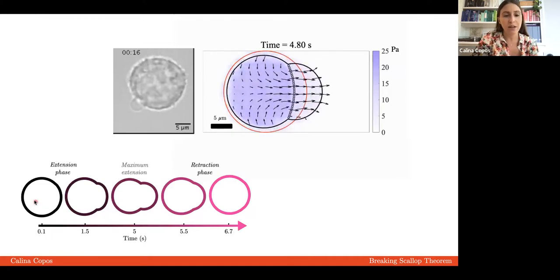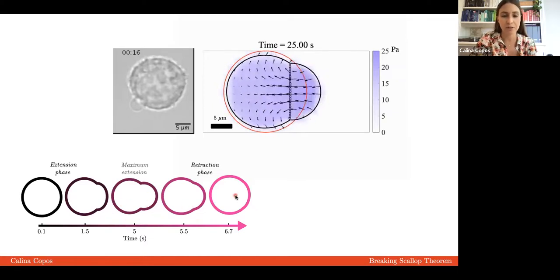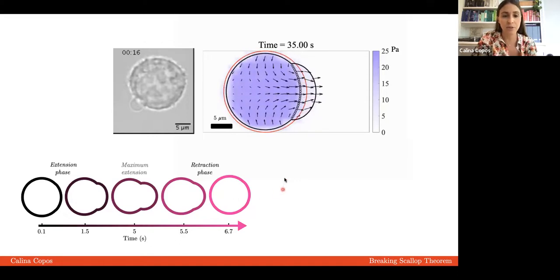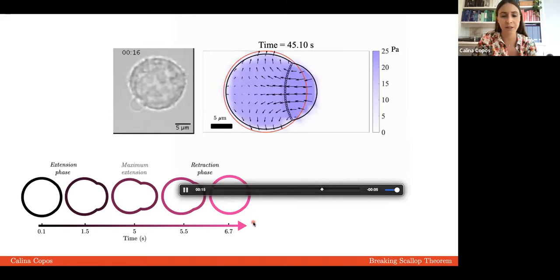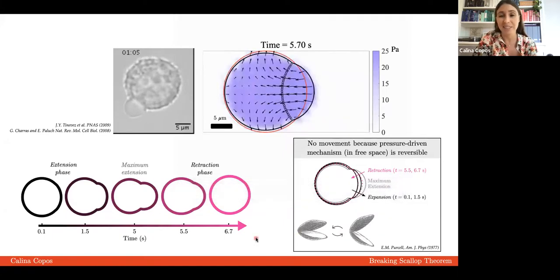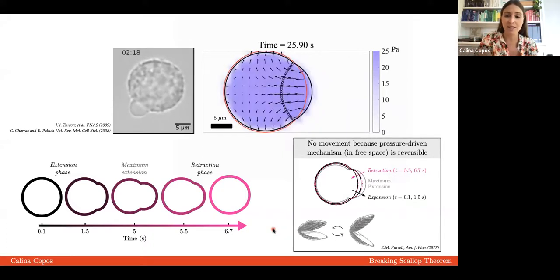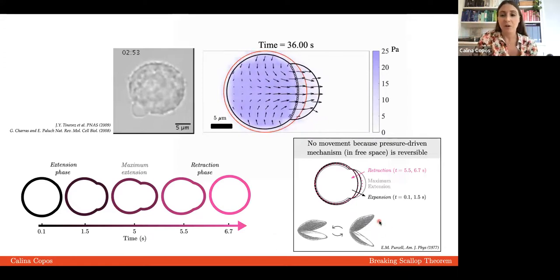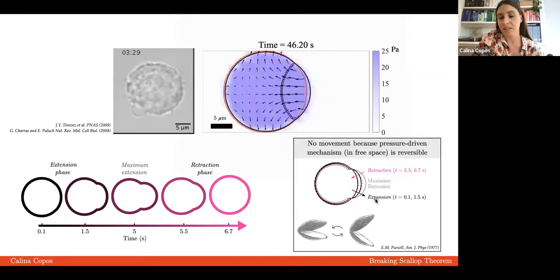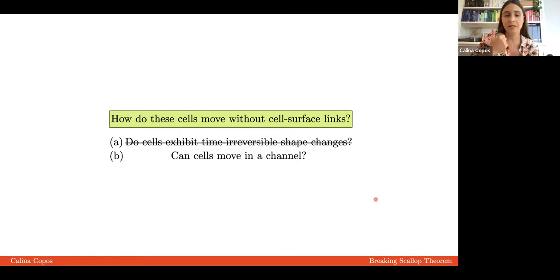In slow motion, here's one cycle of the expansion phase. This is the maximum extension, and then finally the retraction phase. And your eyes don't deceive you. You might think, boy, that's fairly reversible. Sure enough, when we plot them right on top of each other, we see, yeah, this is a fairly reversible motion. So this is more or less, in its own way of expressing this, the Scallop theorem. So there's no movement because this motion is reversible. Okay, we have our answer. Scallop's theorem is not broken. The cell undergoes time-reversible shape changes.